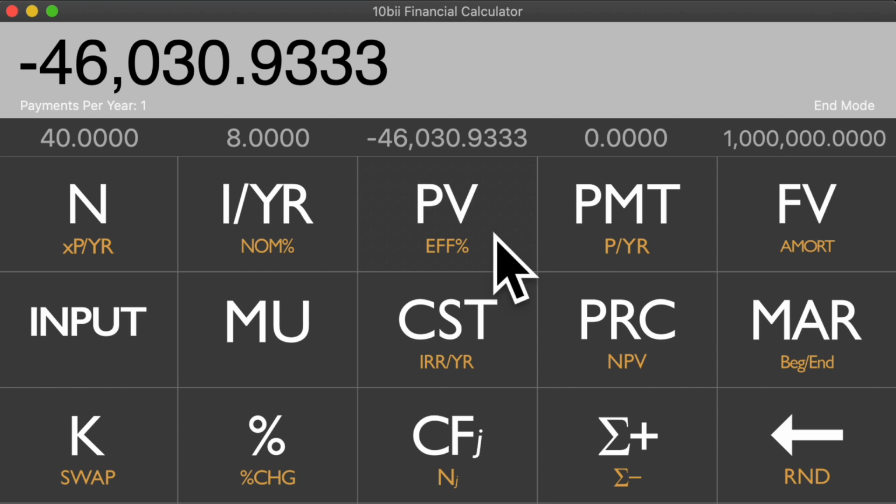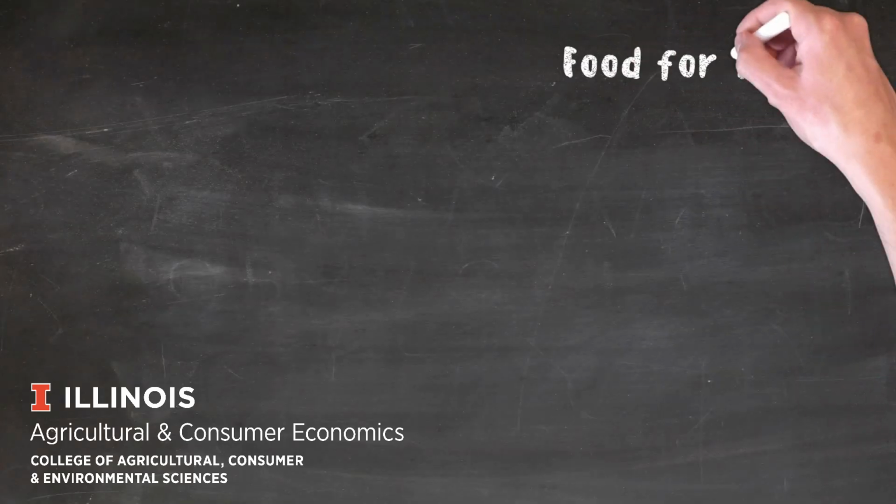The $46,030.93 should come up as negative because that's a deposit the client's going to make from their wallet into an account. So it leaves the wallet, it would be a negative number. And we may be thinking that 46,000, that's doable. Grow it to $1 million. Retirement isn't that scary.